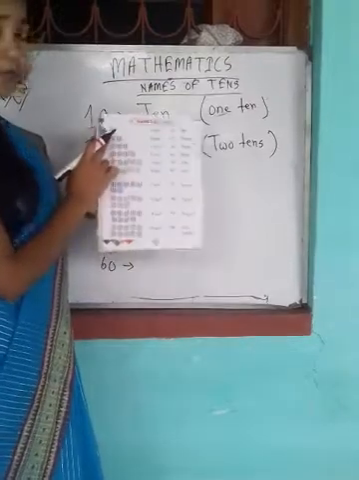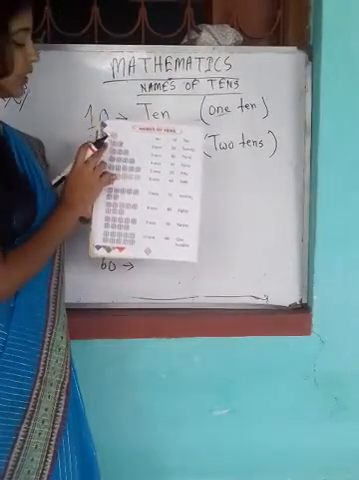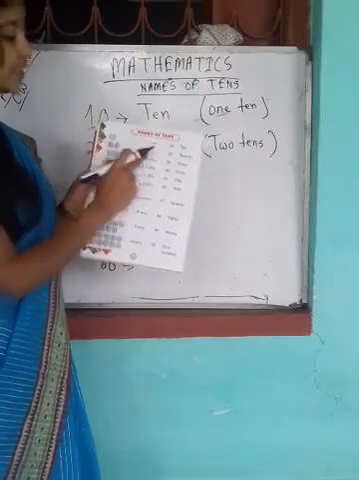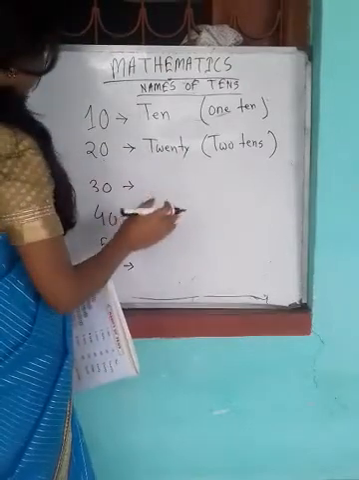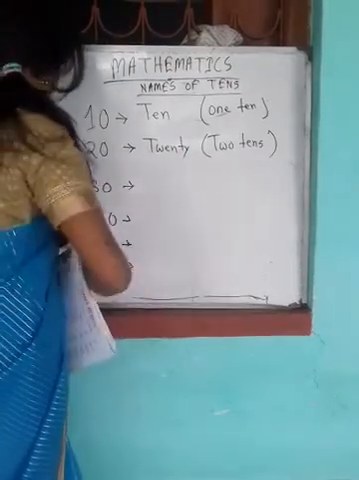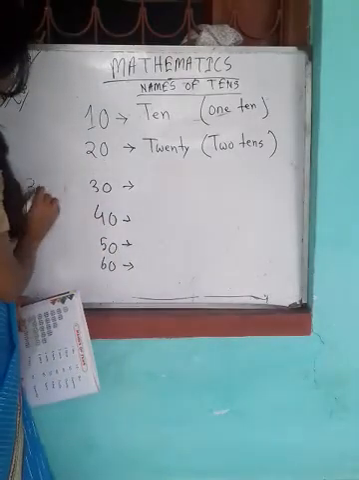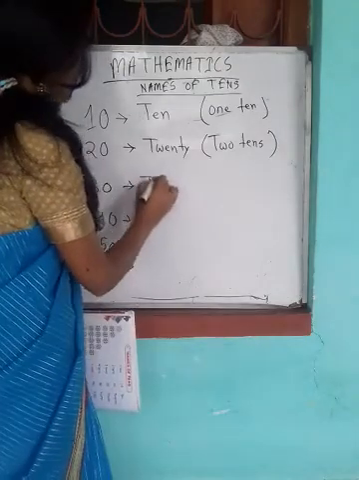See, there are pictures. For the first picture, there are 10 dots in a round circle. So we will write 1 ten, that is 10. 2 tens, that is 20. We can write here the name in the opposite direction. 30. Okay. For 30, we can write 3.